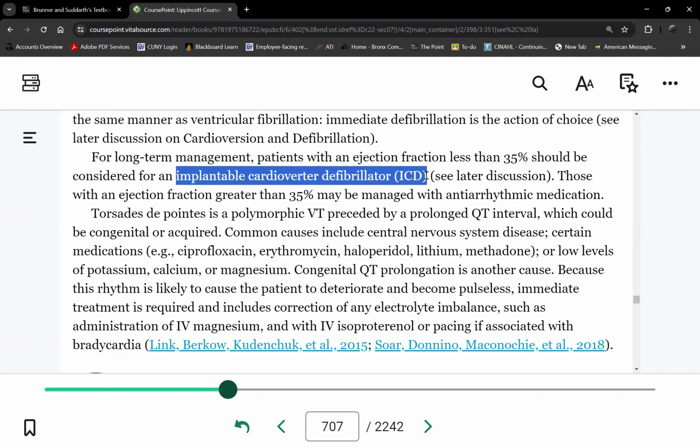An ICD is a small defibrillator, about the size of a pacemaker. In fact, you can have both. Let's say you also need a pacemaker, then it can be a dual pacemaker and ICD.